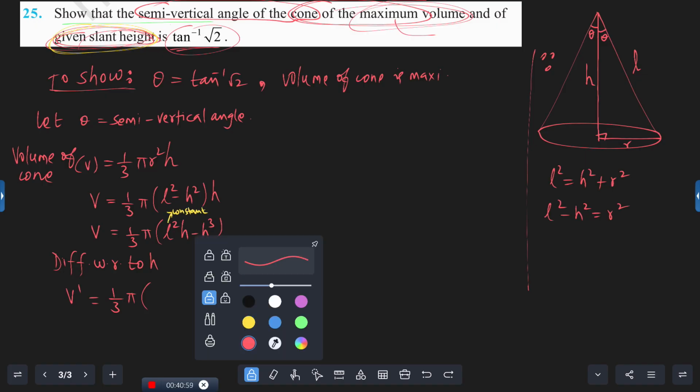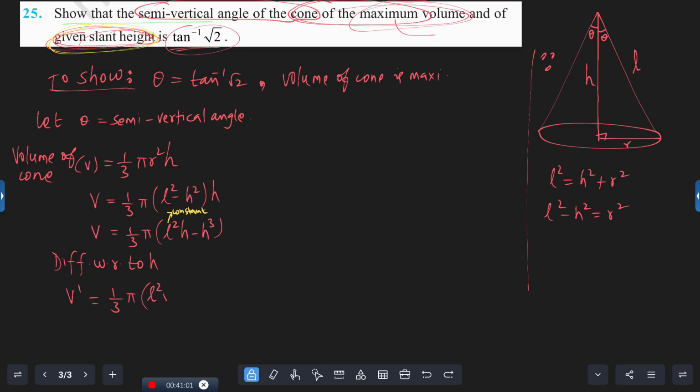L square is constant, so let it be as it is. H derivative is what? 1 minus H cube derivative is what? 3 times H square. Now try to simplify this. So what am I getting? 1 by 3 pi times L square minus 3 times H square. This is V dash. Answer number 1.